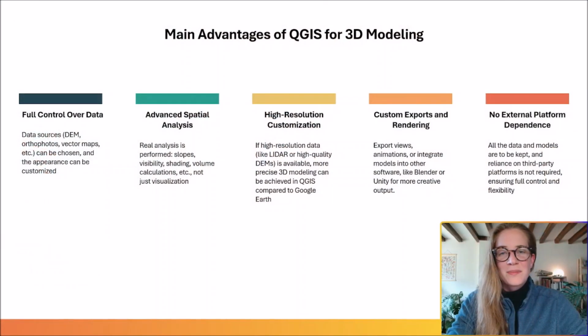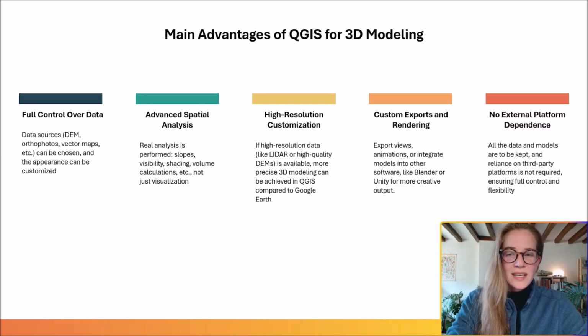Hi everybody, in this video we are going to see how to create and export a high-resolution 3D model using QGIS. For me, the main advantages of QGIS for 3D modeling are that it gives you full control over your data, allowing precise modeling with custom sources. It enables advanced spatial analysis like slope calculation, volume and terrain stiffness as well, especially when using high-resolution data such as LiDAR or high-quality DEMs, things that Google Earth can't provide, for example.